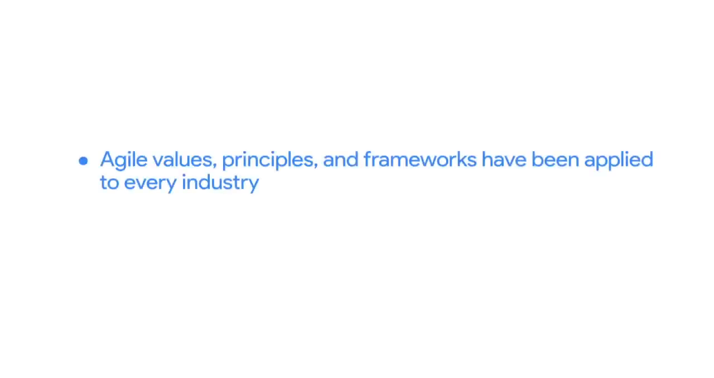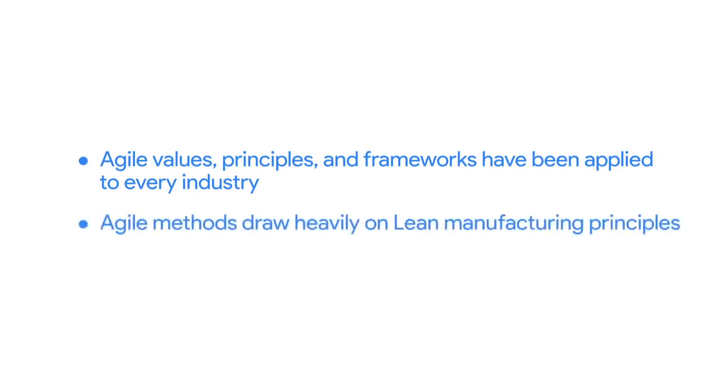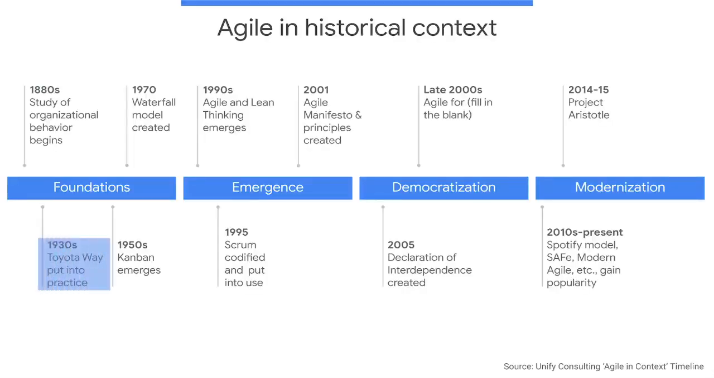You can still use Agile even if you're not planning to work on software projects. Agile has been so successful in the software industry that its values, principles, and frameworks have been applied to nearly every industry. In fact, the Agile methods that you're going to learn also draw heavily on lean manufacturing principles that originated in Toyota's car factories in the 1930s. You'll also find Agile methods being adopted in the aeronautical, healthcare, education, finance industries, and even more. Cool, right? Agile is everywhere.